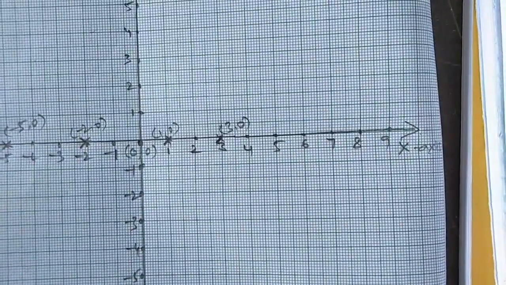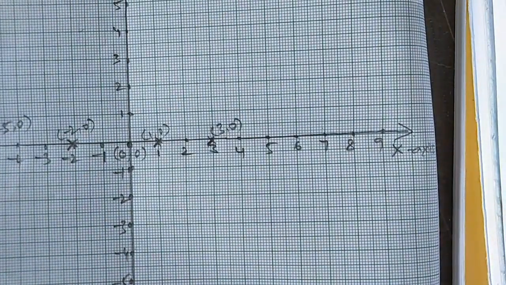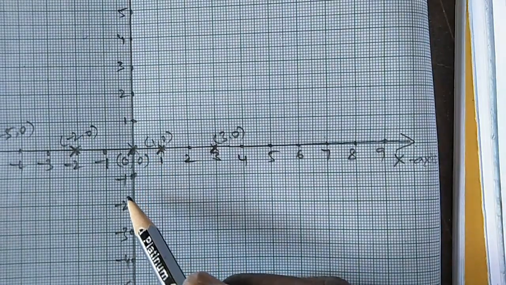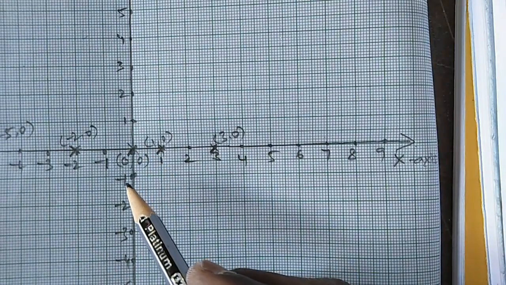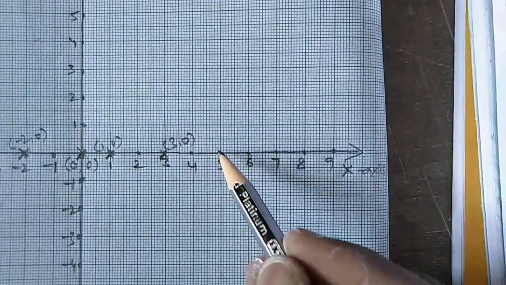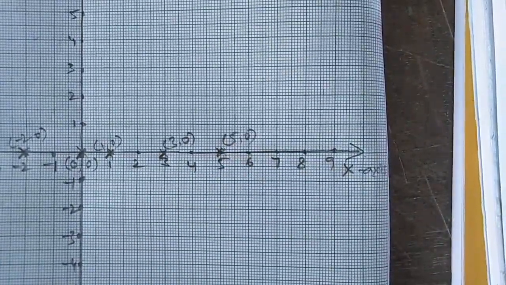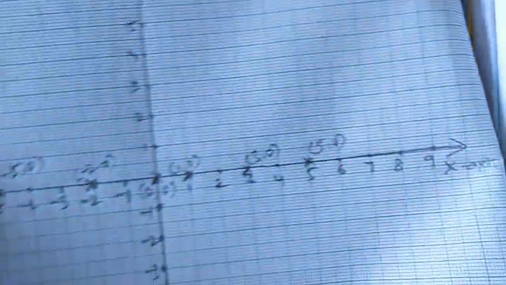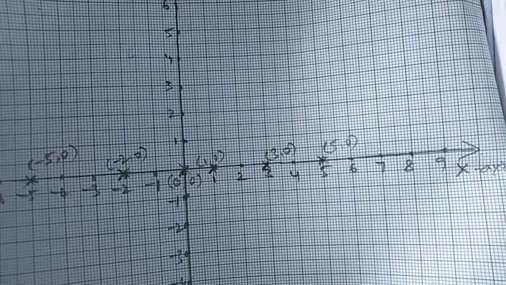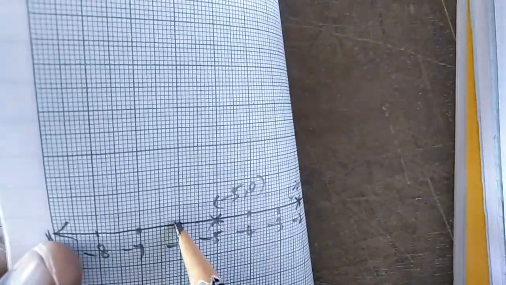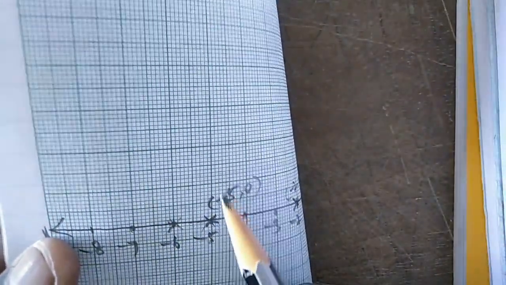Right. Next again 0, 0, which is the origin. 0, 0 is the intersection point of the x-axis and y-axis, the origin. Next 5, 0. Here on the x-axis it is 5 and the y value will be 0. Next -6, 0 on the left side. After -5, the -6 is here. So -6, 0 it will be here.